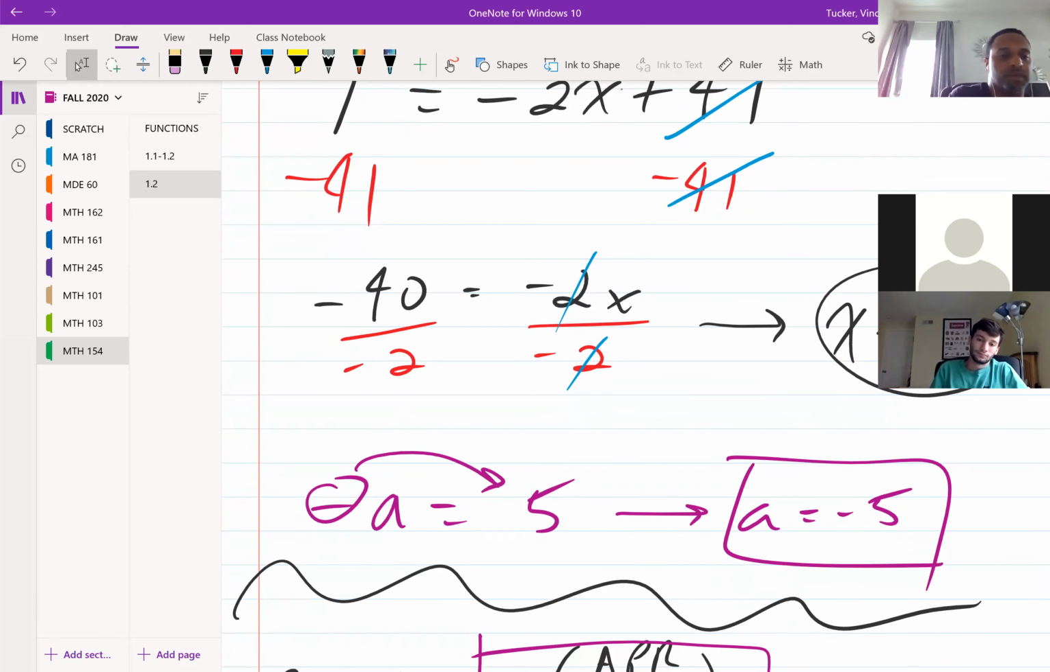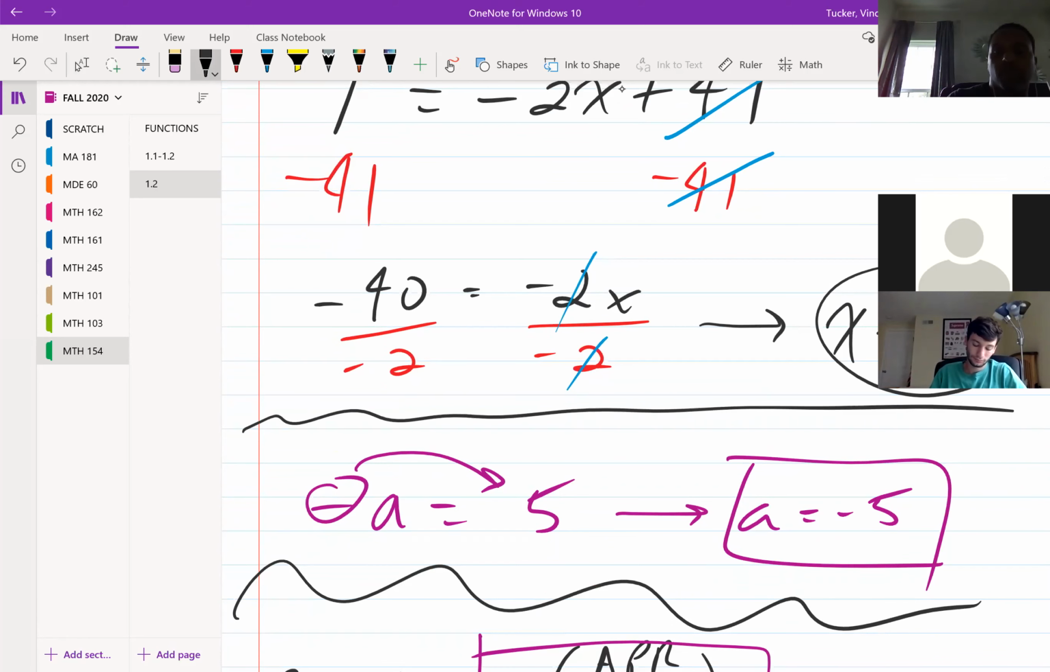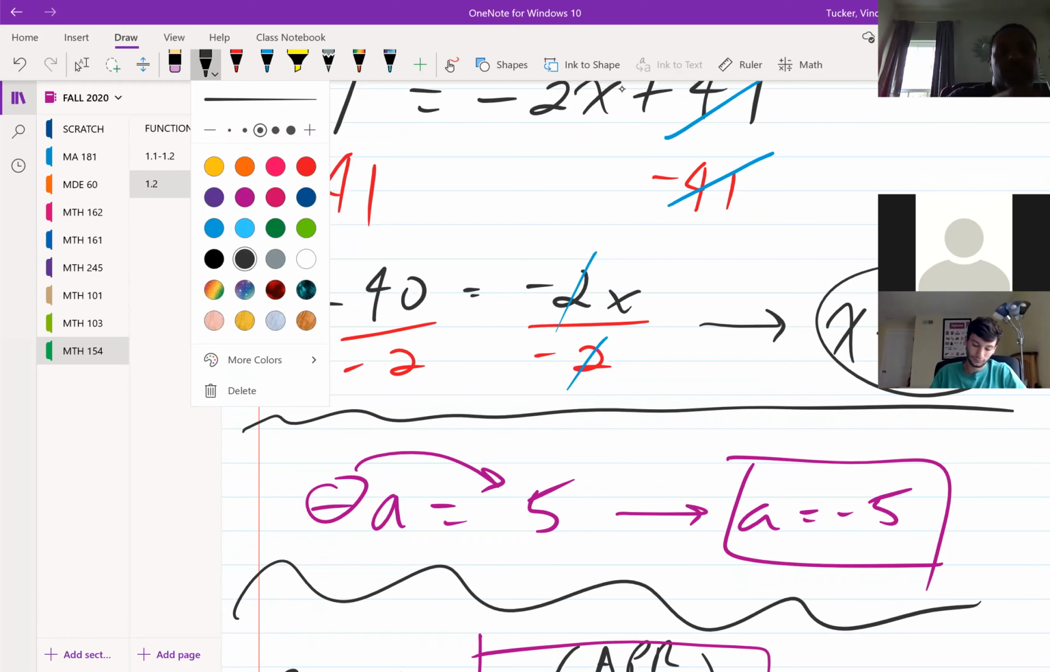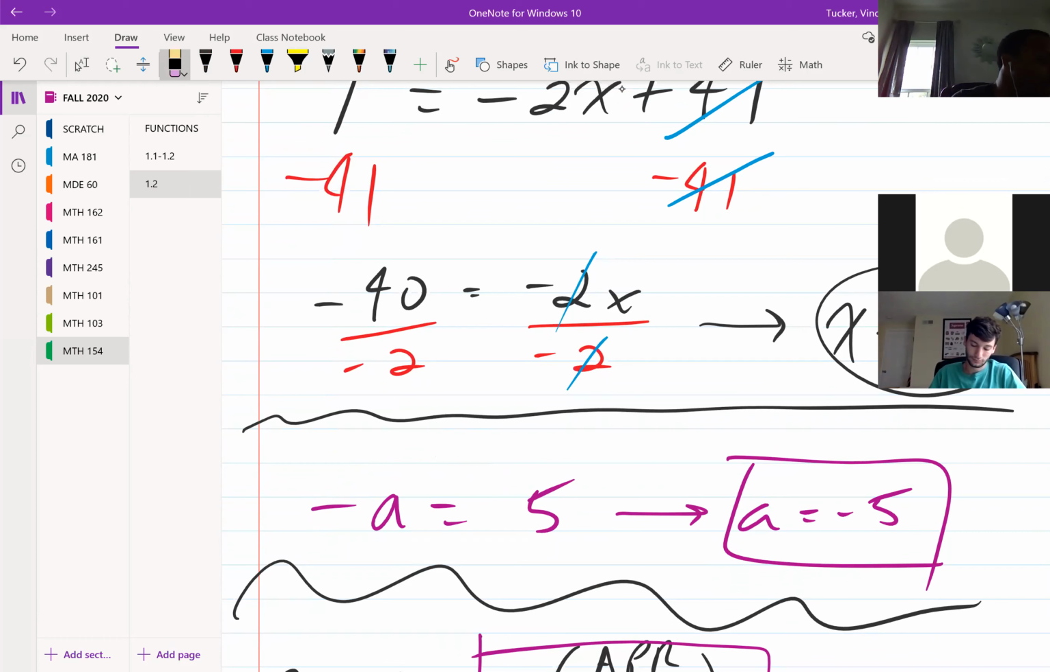Oh, this was just something that somebody asked me last class. If you solve down, your goal is to get that variable by itself no matter what's going on. Anything attached to the variable is not good, so you want to get rid of that. So even if I had negative a equal to 5, I still need to get rid of that negative. I can do that by taking it to the other side, and a is equal to negative 5. That was just a random question.